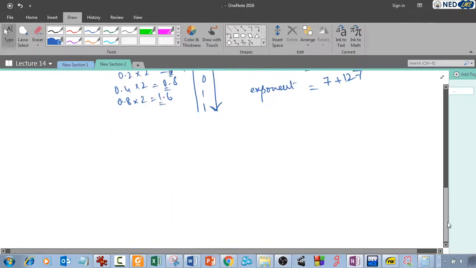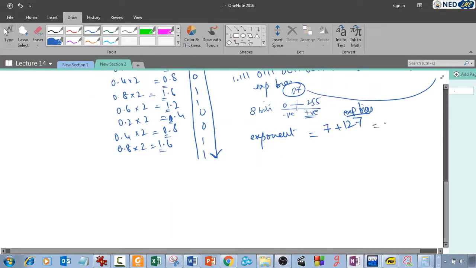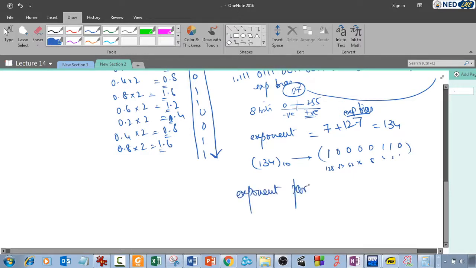So that means the exponent part would equal 134. If I convert 134 in decimal to binary: 1 2 4 8 16 32 64 128. We had 8 bits, so turn on the 128 bit. 134 minus 128 is 6, so I need to turn on the bits of 4 and 2, and that's it. We have the exponent part as 1 0 0 0 0 1 1 0.